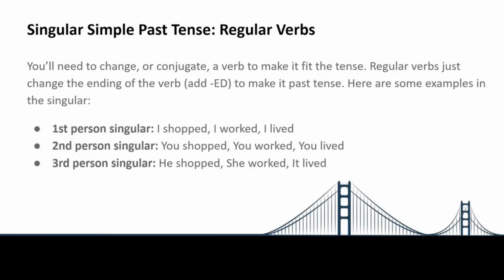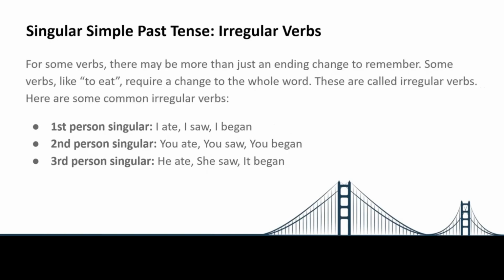First person singular. I shopped. I worked. I lived. Second person singular. You shopped. You worked. You lived. Third person singular. He shopped. She worked. It lived.